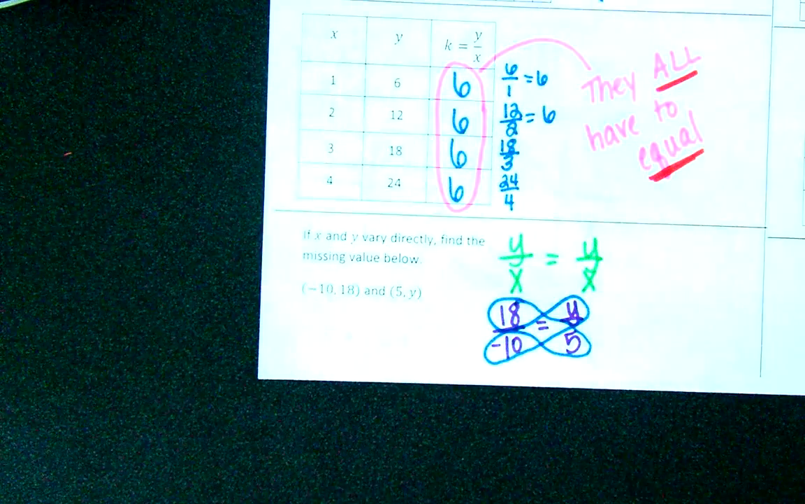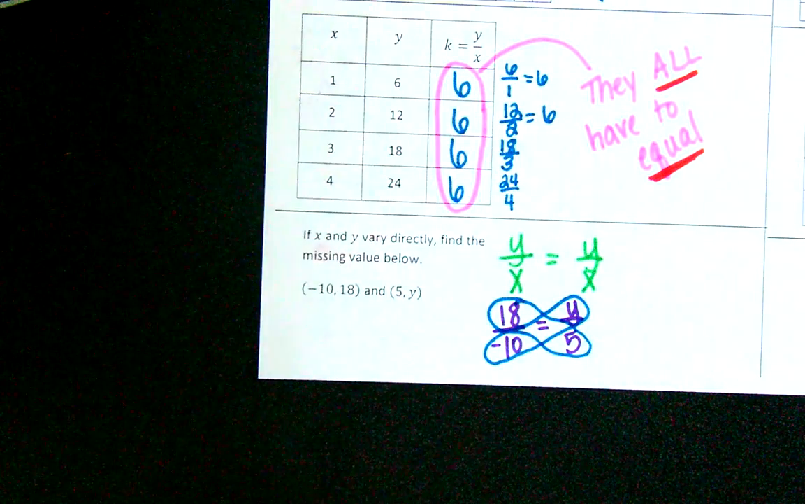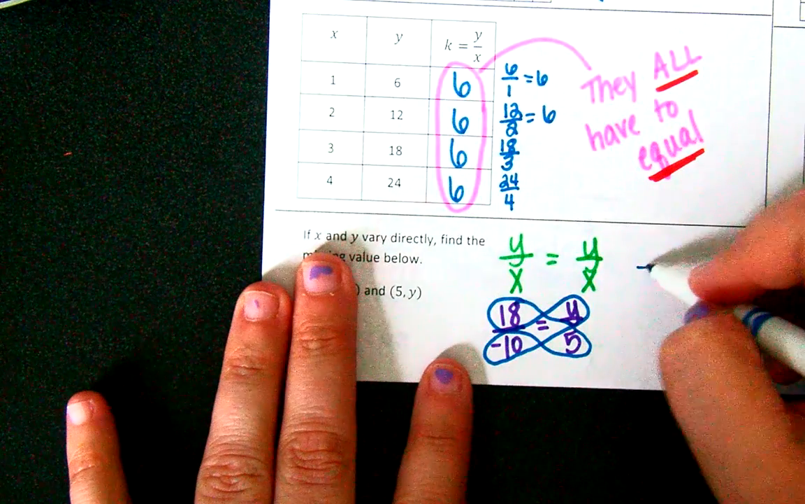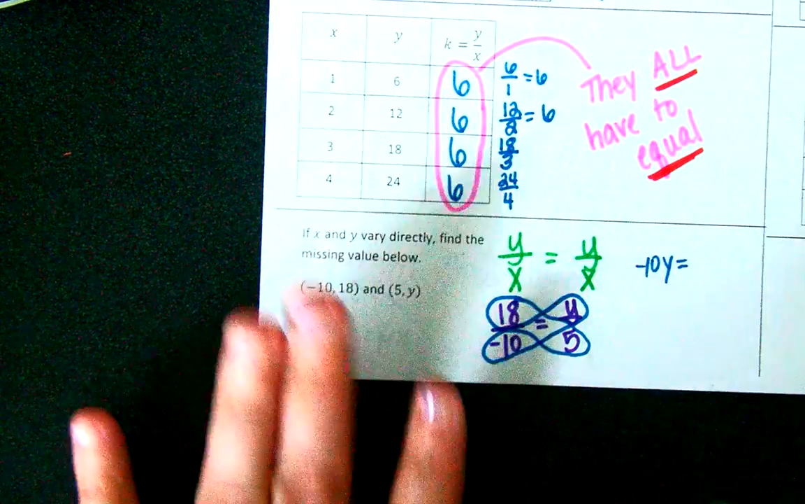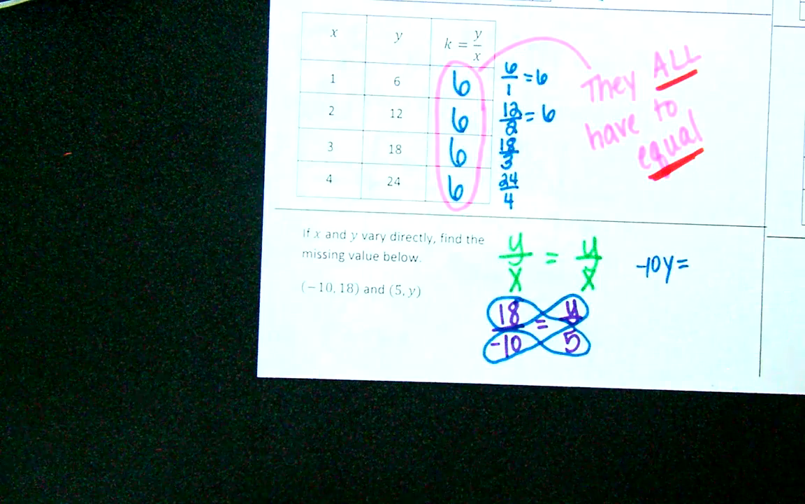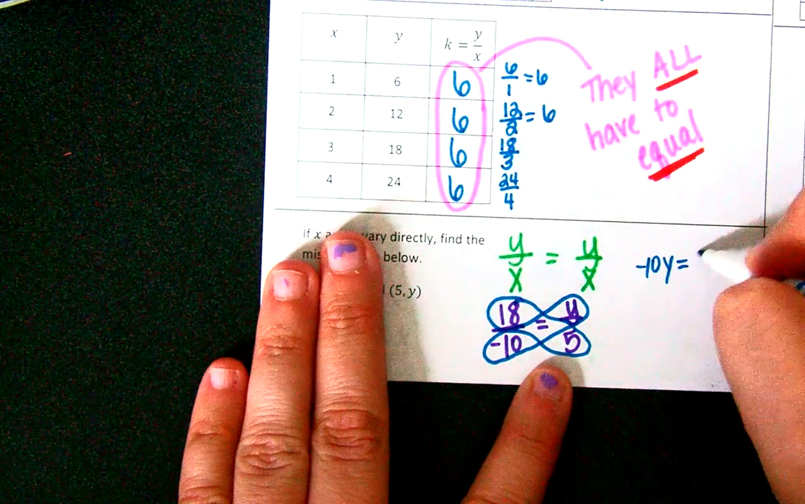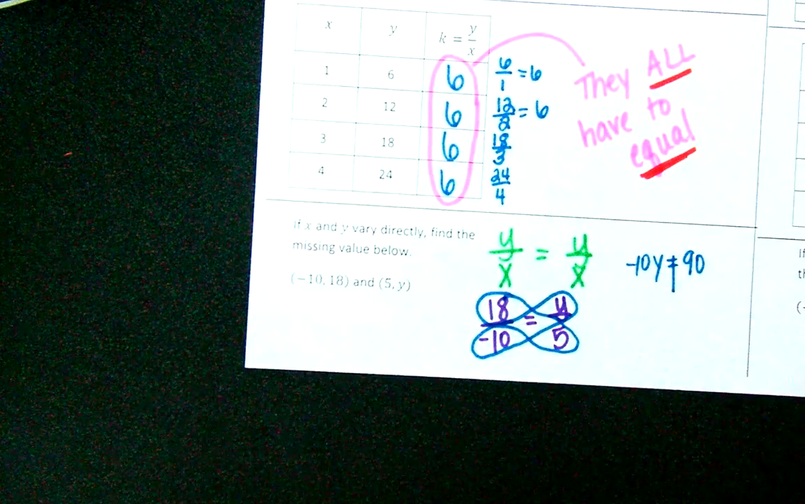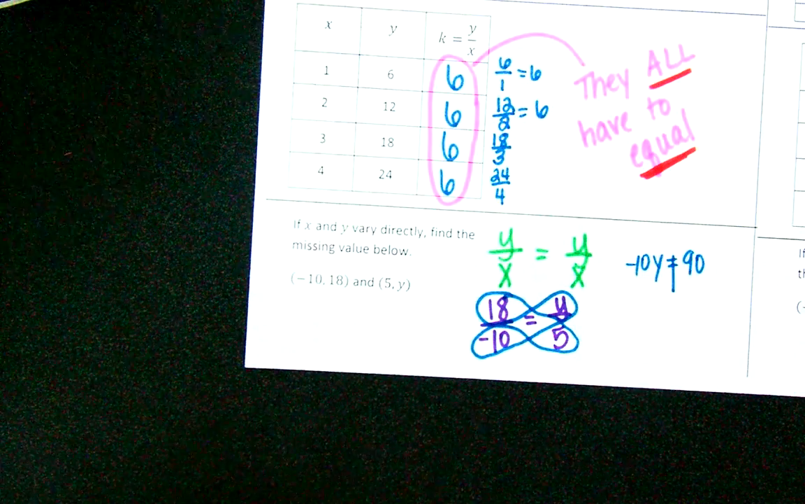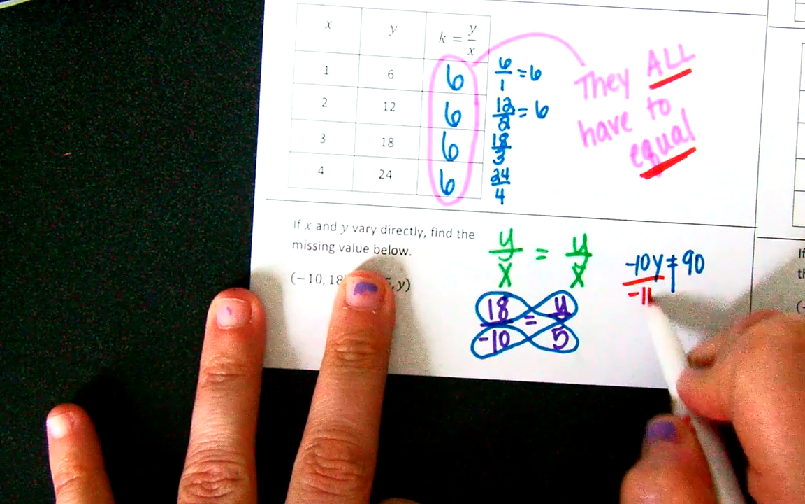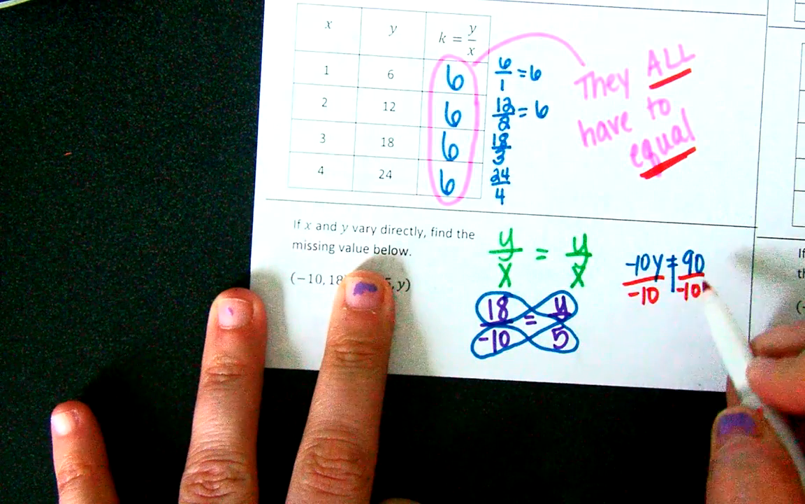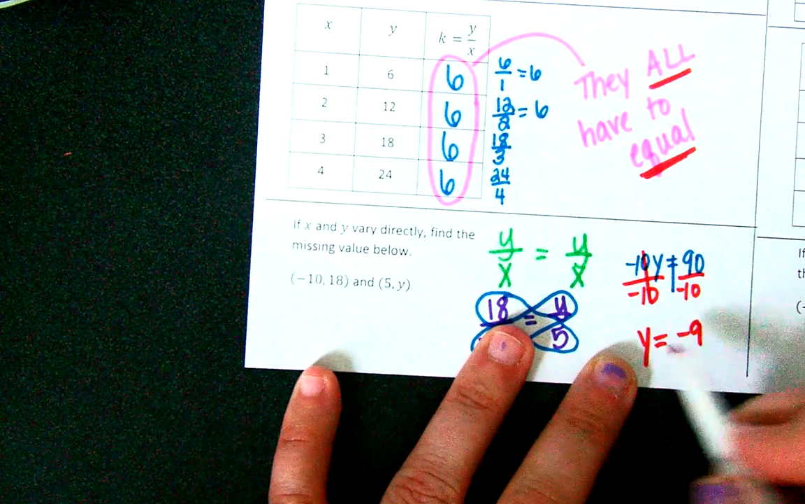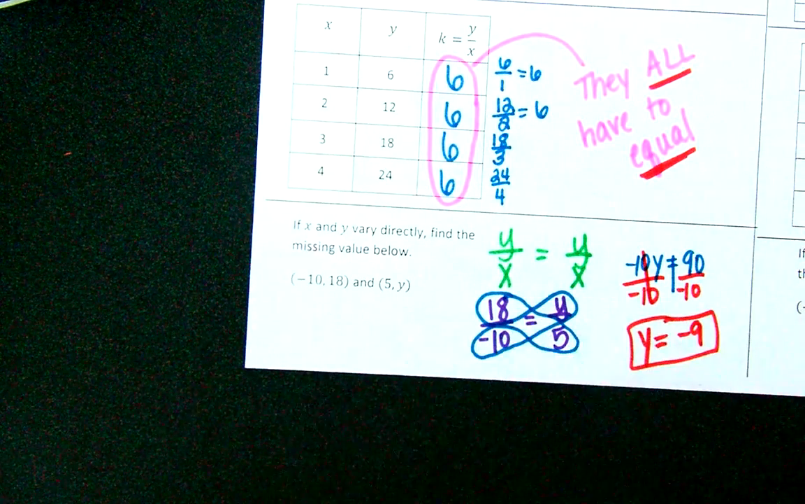So, I'll have negative 10 times y is negative 10y equals 18 times 5, which is 90. And now I'm solving to get y by itself. So to get y by itself, I'm going to divide both sides by negative 10. That cancels, and y is left with negative 9. So my missing value was negative 9.